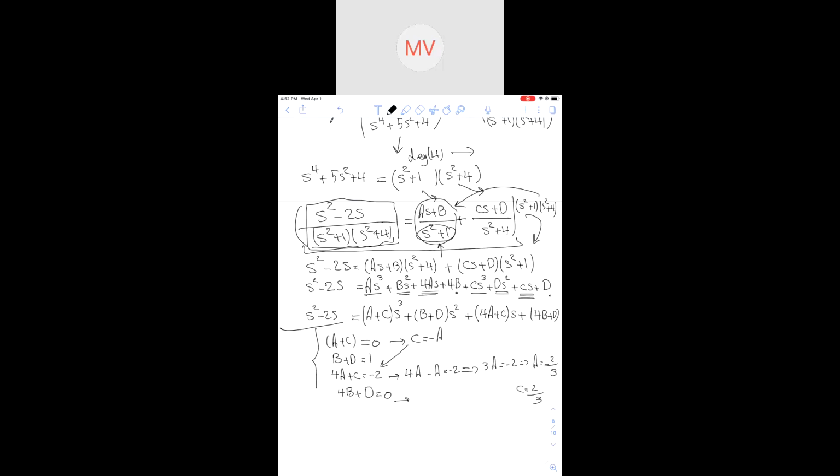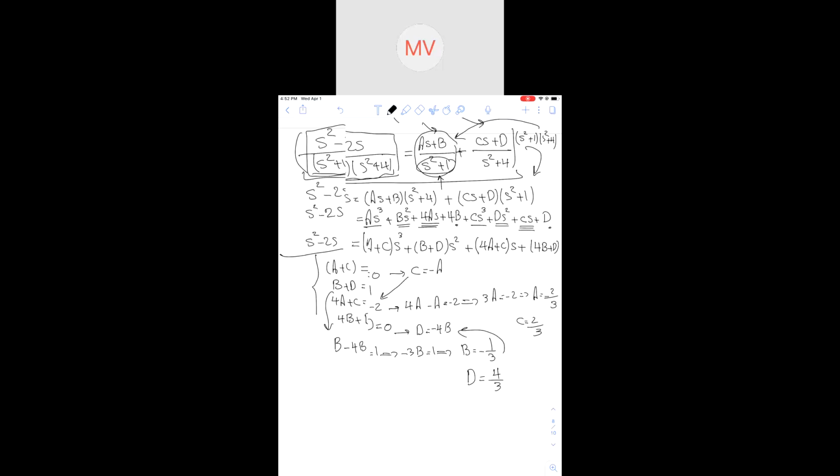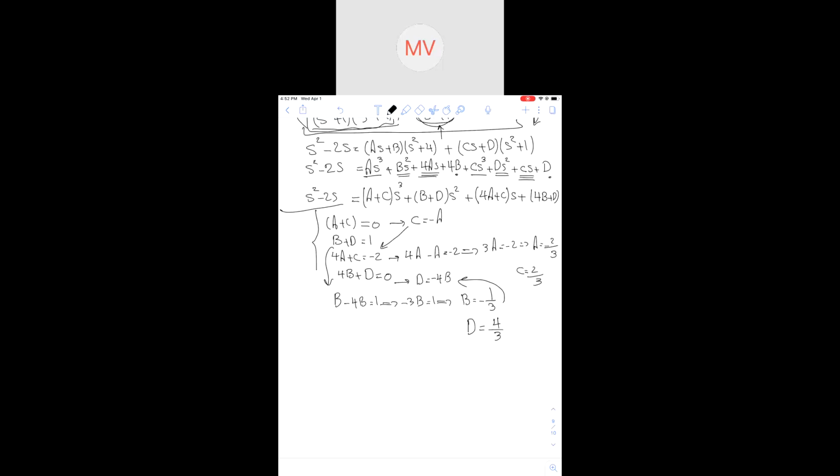Same thing. Out of this one, d is negative 4b. From that one, b minus 4b is 1. Negative 3b is 1. b is negative 1/3. I'll plug it in there. d is 4/3.